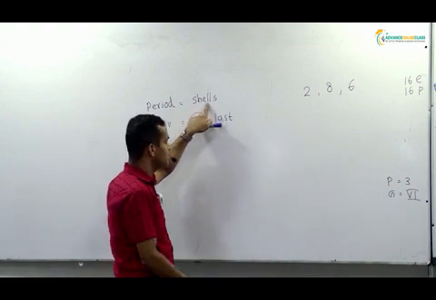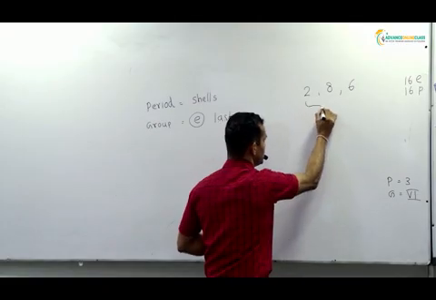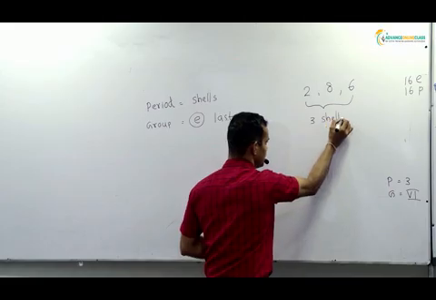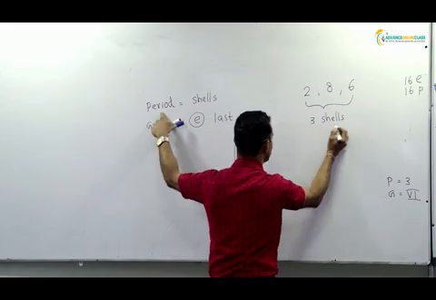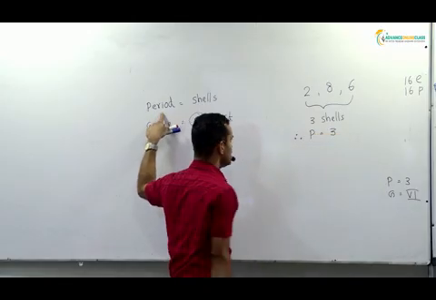Now look at this. Shells: how many shells are there? First shell, second shell, third shell. There are 3 shells. If there are 3 shells, period is 3. Therefore, period equals 3. Got it? Shortcut.